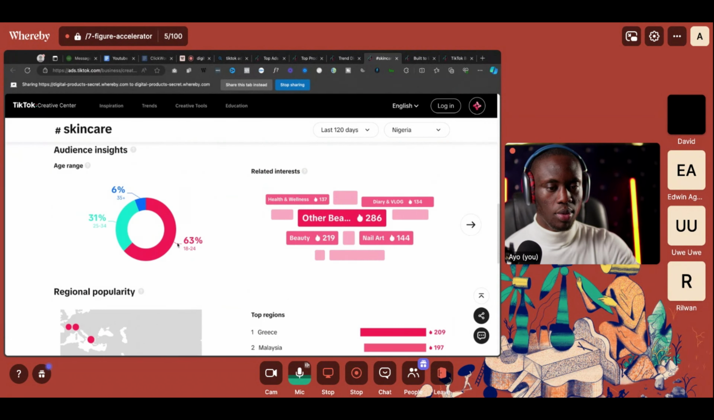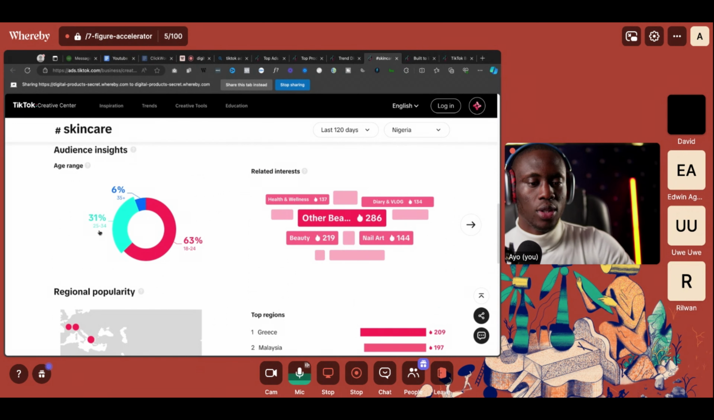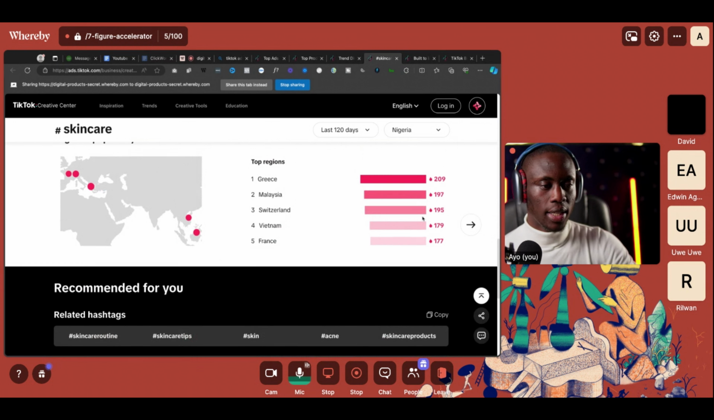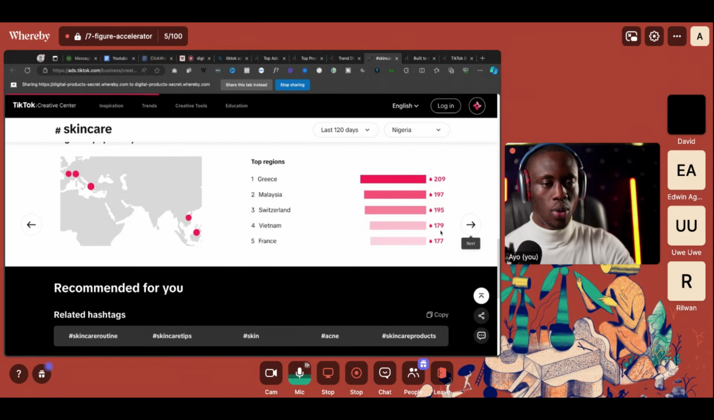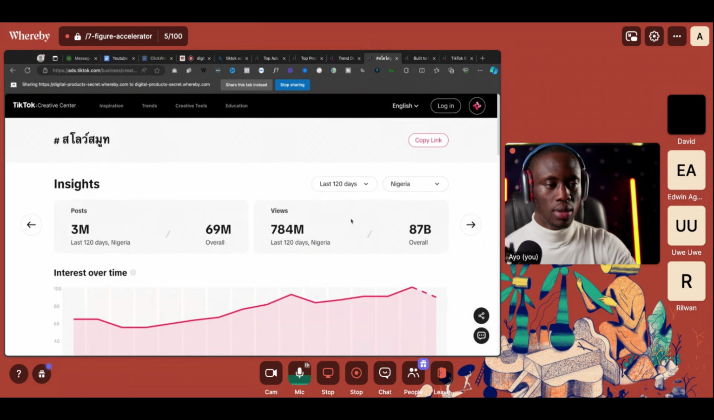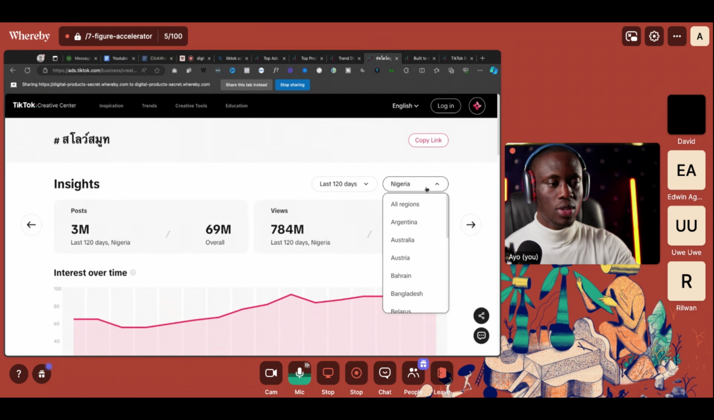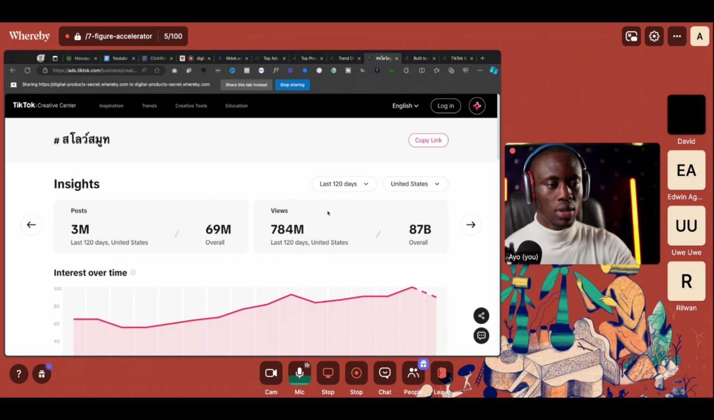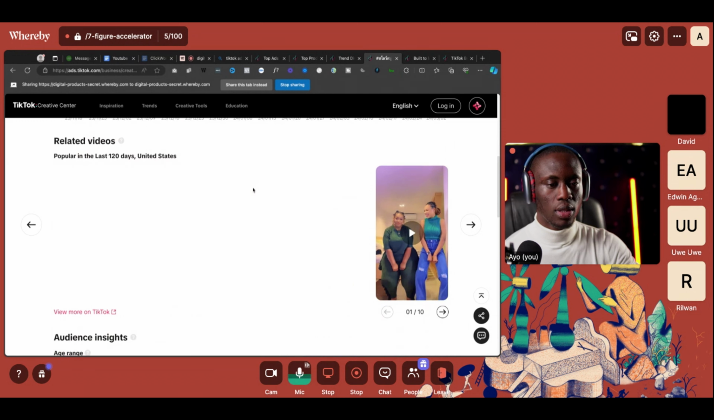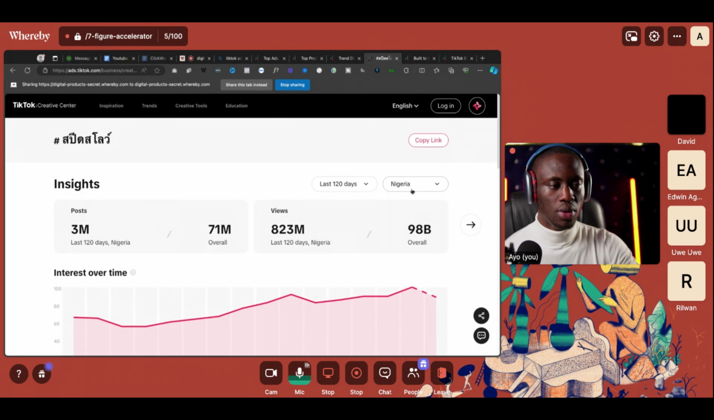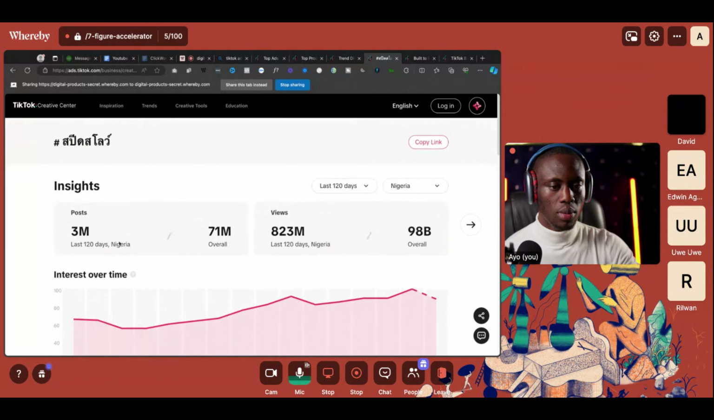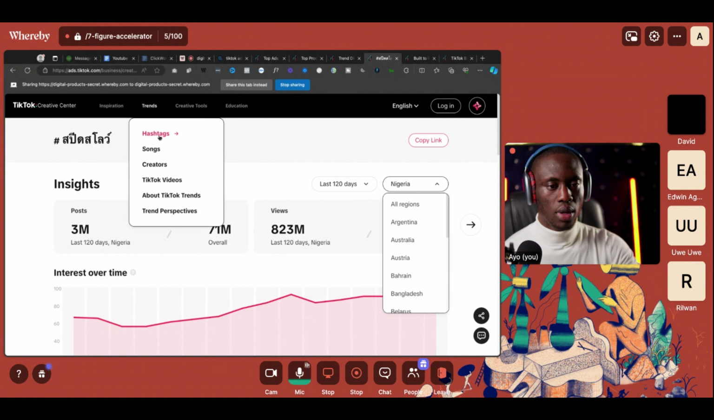So obviously the biggest consumers in this space are between age 18 to 24, 25 to 34. And these are the top regions where this is making waves, right? Oh, okay, we made a mistake. We chose Nigeria as the region when we could have chosen the United States as the region to find more insights. These people are doing bungee jumping. That was a mistake before. So we'll just go back to the hashtags.